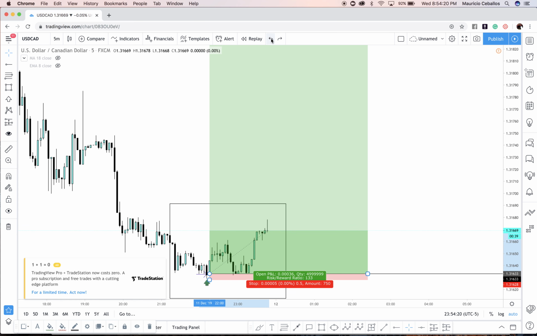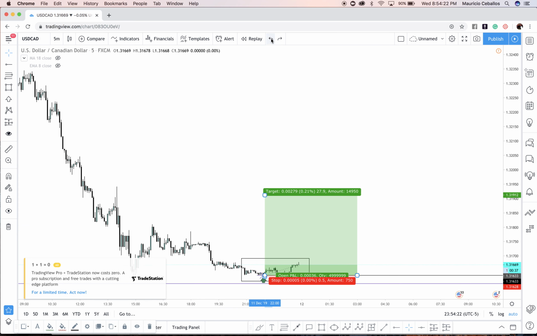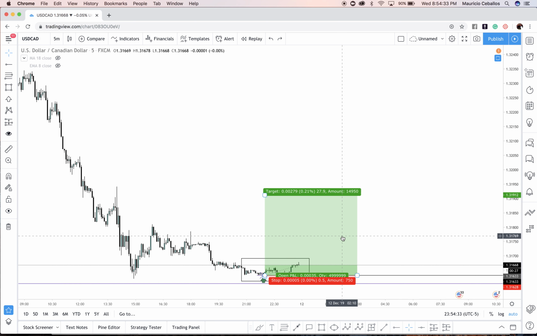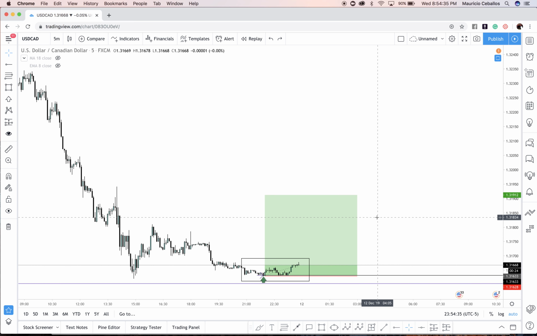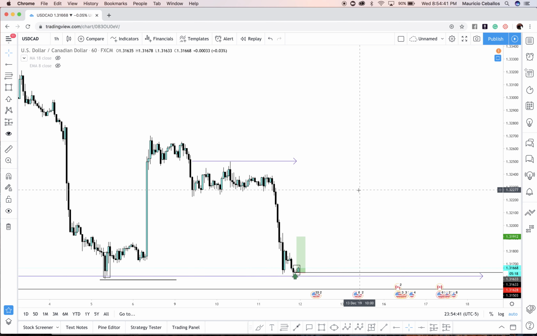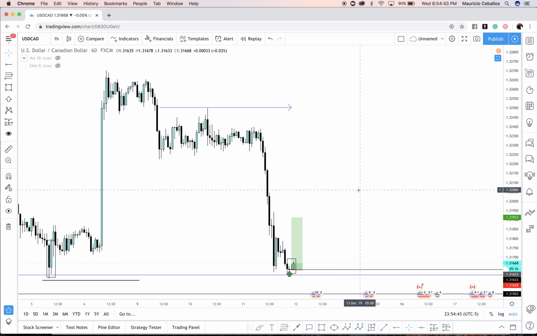Now, clearly, I'm not going to do that. I'm going to take partials right over here, and then the rest I'll let run so that I can gain that 133 risk to reward. That would be the best risk to reward I've ever had so far. This one right here as well, 55 to 1, is also the best risk to reward I've ever had. So I just want to show you guys how I was able to obtain that risk to reward and keep you in the loop on knowing that there's always time for perfection.